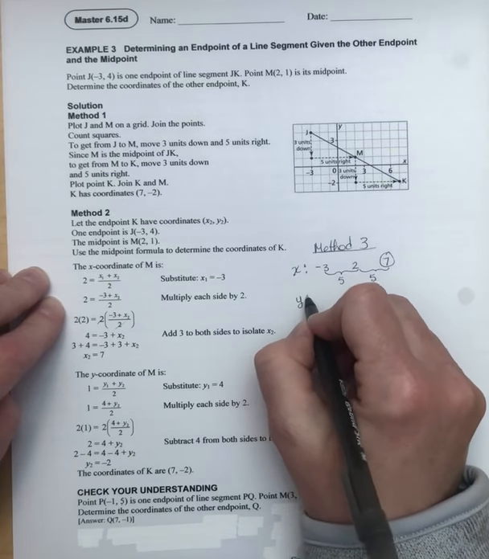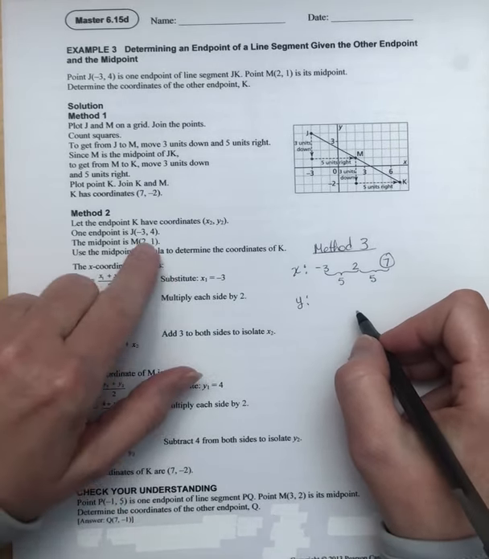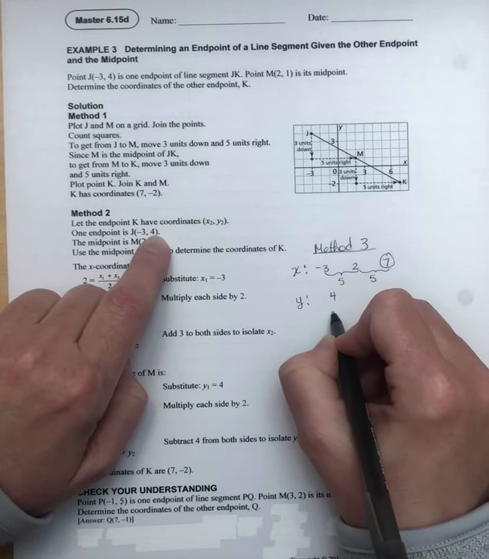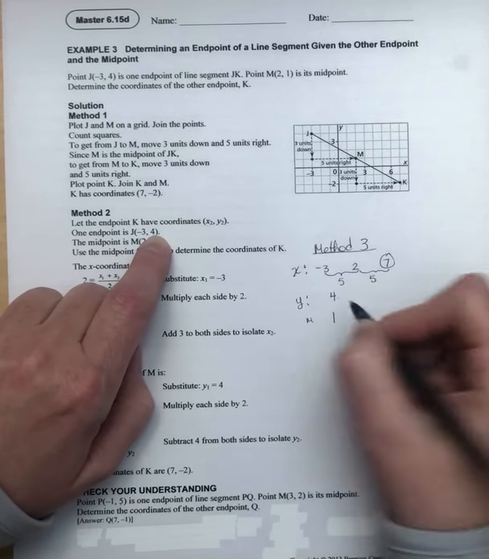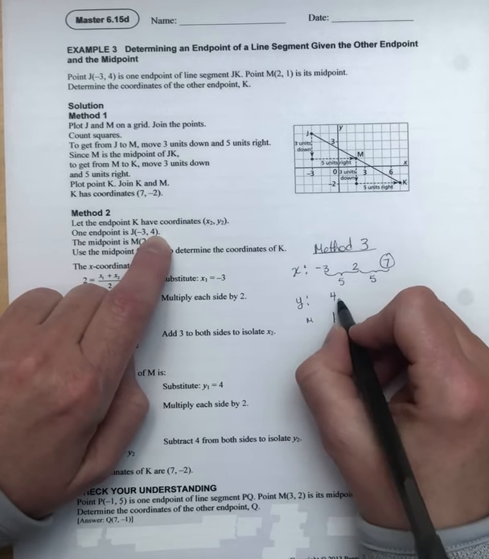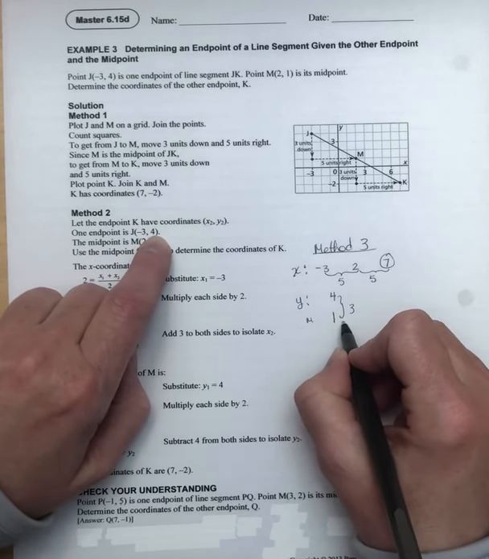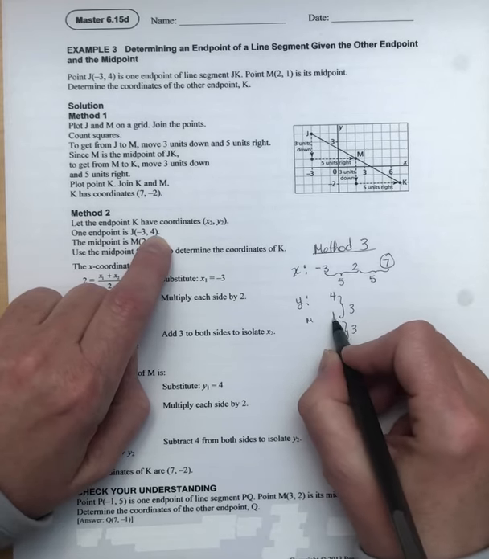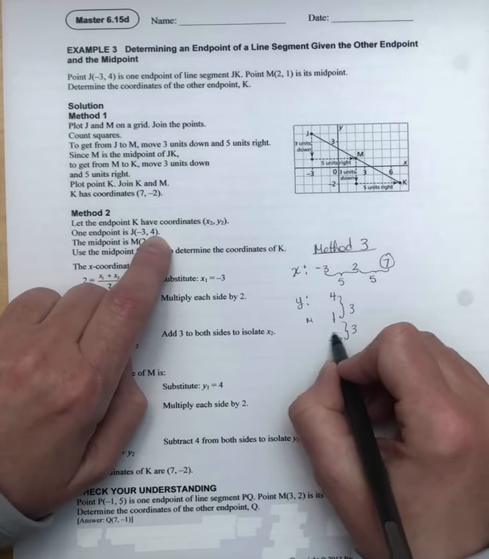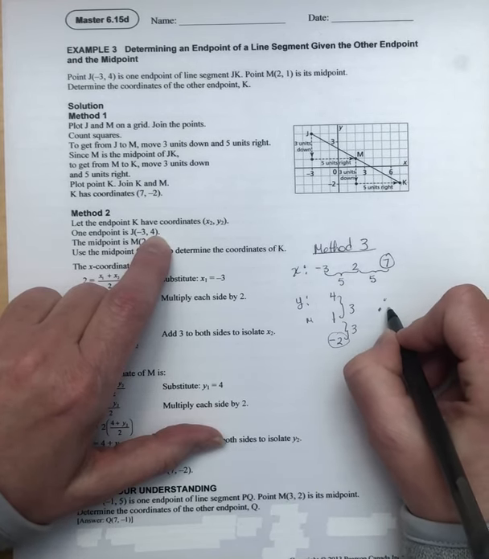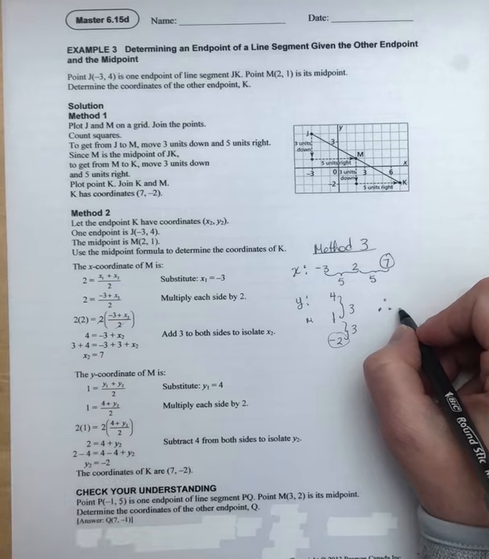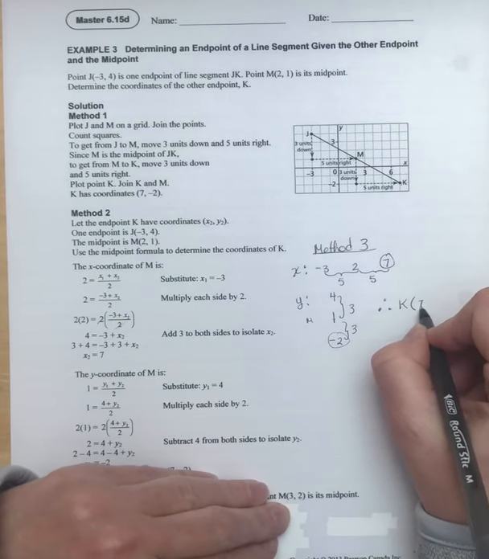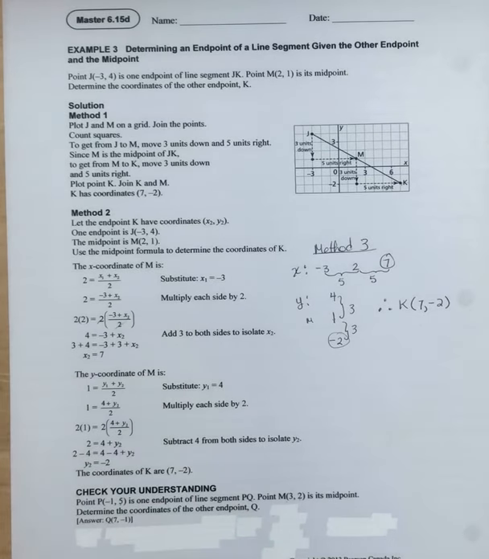My y, I look at it. What do I know? Well, my endpoint is 4. My midpoint is 1. Y is a vertical situation. My 4 is above 1, so I might want to label that M so I remember that's my midpoint. From 4 to 1 I went 3, so I have to go 3 more. From 1, I'm going to land at -2. That's my y coordinate. Therefore, my endpoint K is (7, -2).